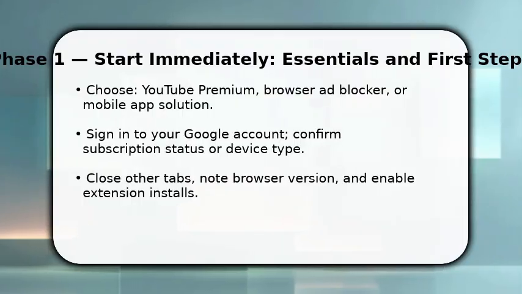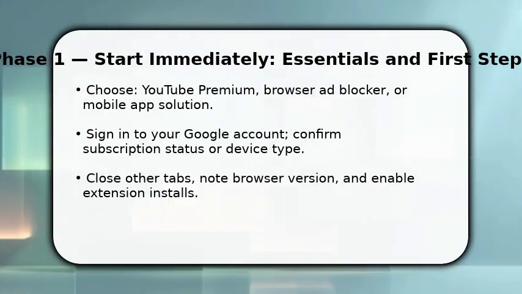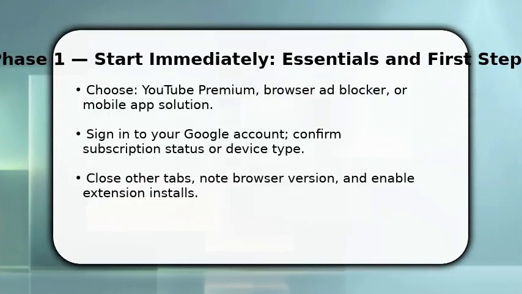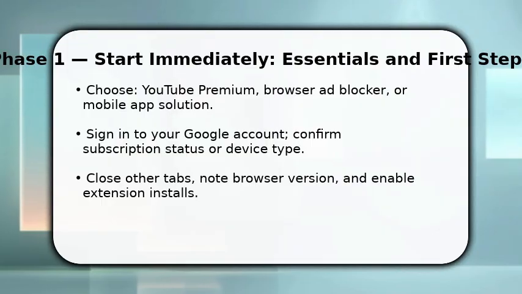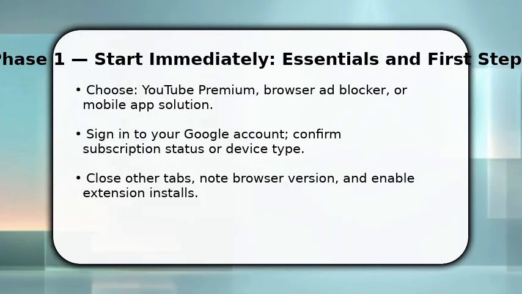You begin by picking a method that fits your device and privacy needs. This matters because each approach blocks ads differently. You should sign in so premium checks are accurate and confirm your browser version before installing anything. Once done, allow extension installs or prepare to switch apps on mobile because permissions determine effectiveness.